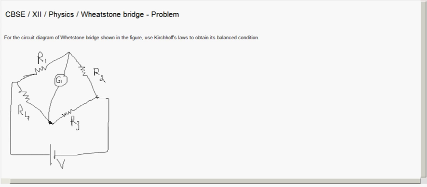Now we know that because it is given to be under balanced condition, for a Wheatstone bridge under balanced condition, the current through the galvanometer is 0. So while applying the Kirchhoff laws, we can neglect this galvanometer. So before starting, let us mark all these nodes as A, B, C, D, and you can make a note of it.